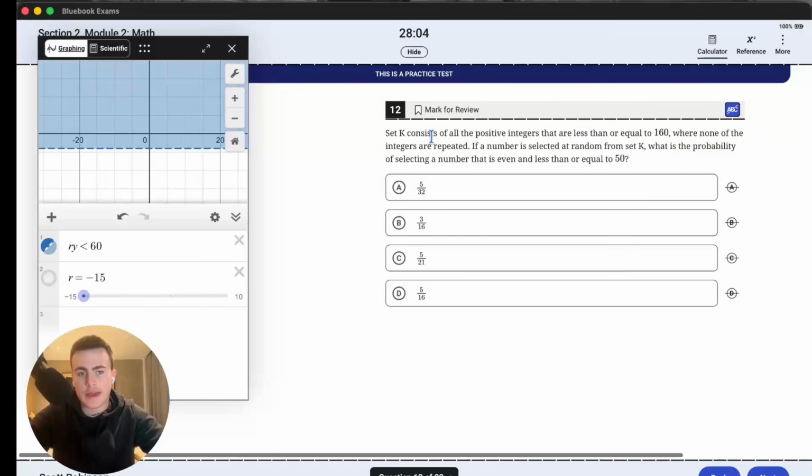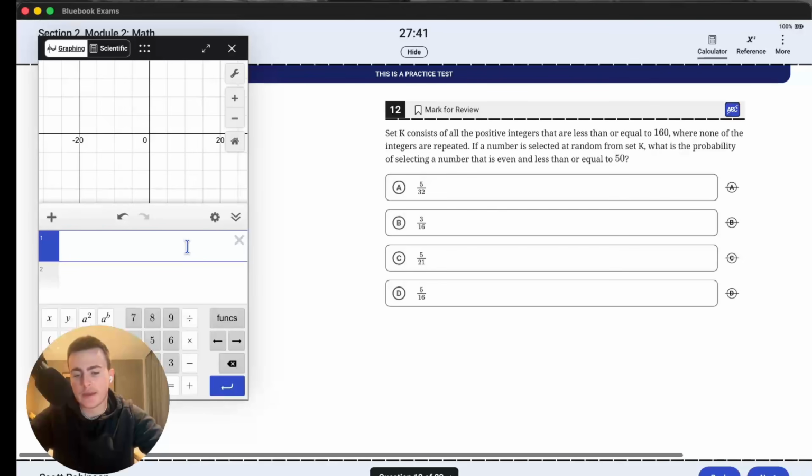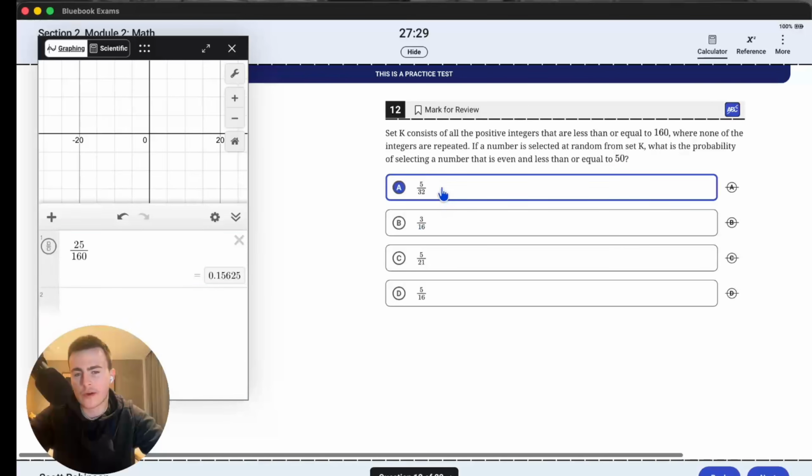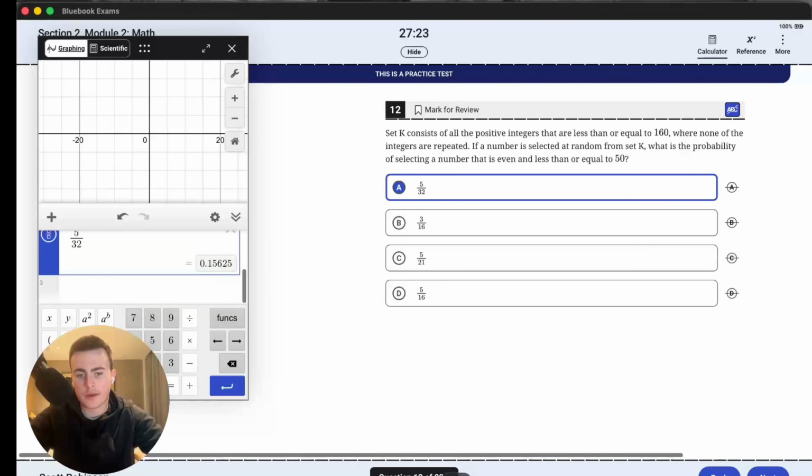Nice. Set k consists of all the positive integers that are less than or equal to 160, where none of the integers are repeated. If a number is selected at random from set k, so let me stop right here. If they were selected at random, the probability would be 1 over 160. What is the probability of selecting a number that is even and less than or equal to 50? So how many is that? Less than or equal to 50 is 50 over 160, but they have to be even, so that's only half of them. It would be 25 over 160. We simplify this down into 5 over 32. You can double check with Desmos, best friend. Same number. Beautiful.